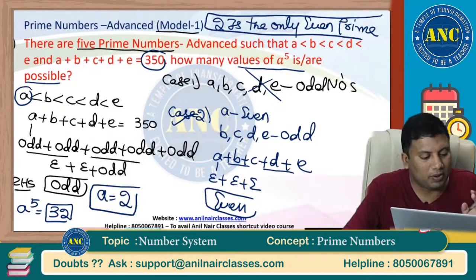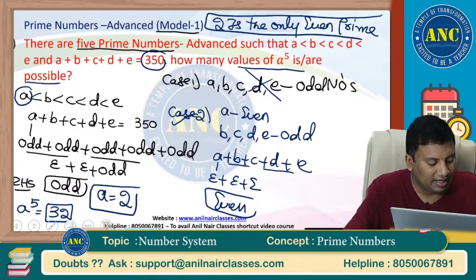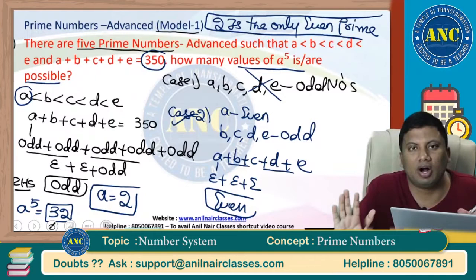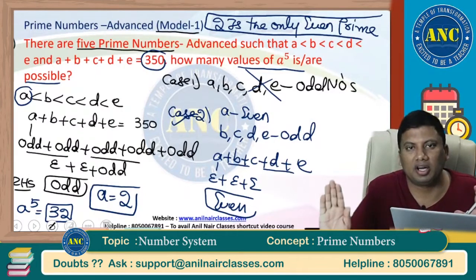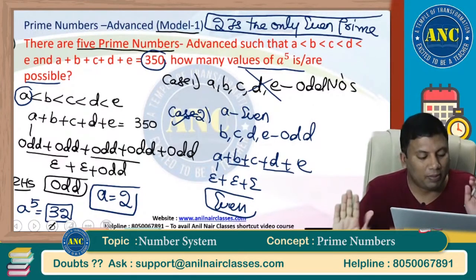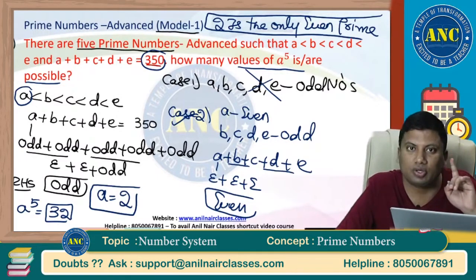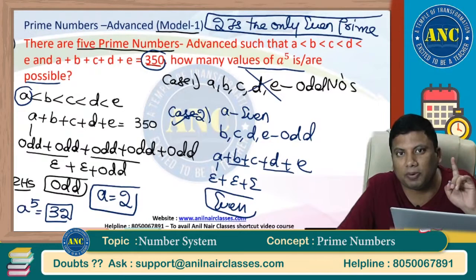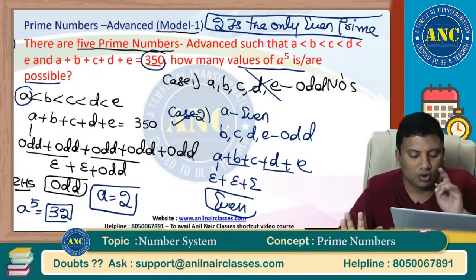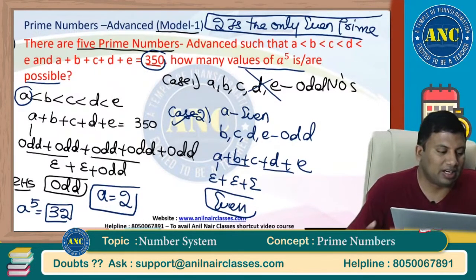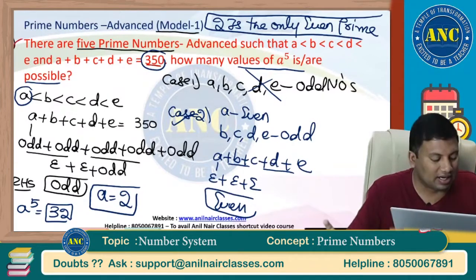A plus B plus C plus D plus E is 350. Now if you see here, all of them are odd numbers: odd, odd, odd, odd, odd. The answer I will get is odd. But in the question, 350 is an even number. One of them has to be even. What is the smallest prime number that is even? 2. So the answer is 2 power 5, which is 32. Model number 1 is clear.